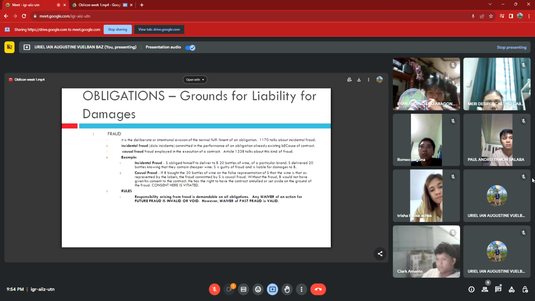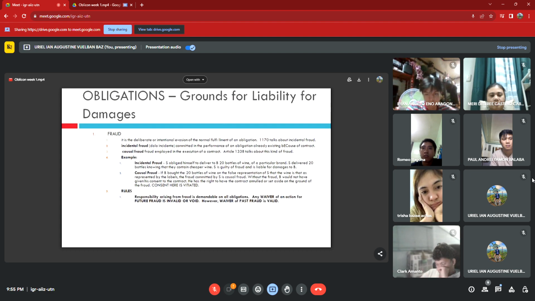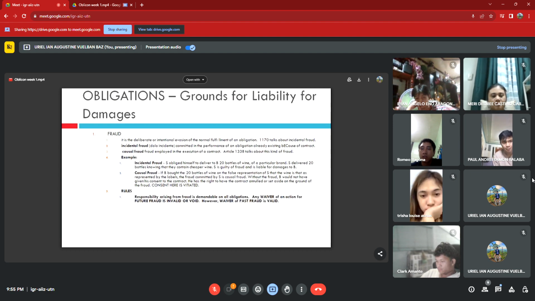Fraud is a deliberate or intentional evasion of the normal fulfillment of an obligation. Now, Article 1170 talks about incidental fraud. Under Article 1338, it talks about a different kind of fraud: causal fraud. An incidental fraud is committed in the performance of an obligation already existing because of contract, while causal fraud is employed in the execution of a contract.